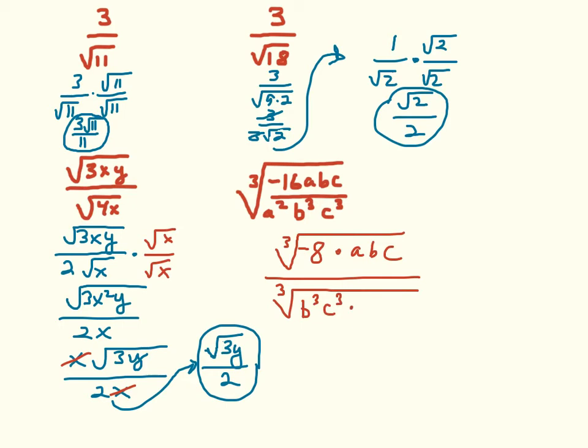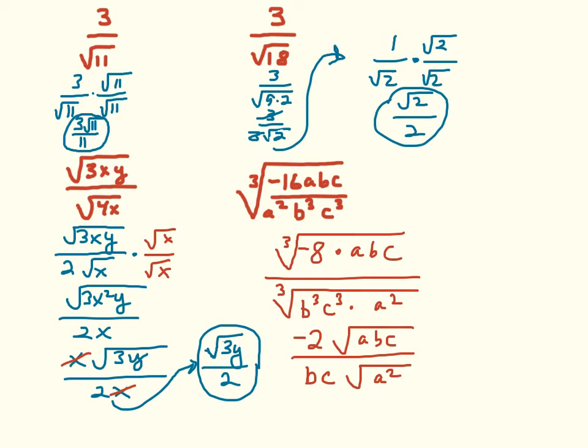And remaining I have an a squared. So in the numerator I'll take the cube root of negative 8 and get negative 2. And then I'll have the cube root of abc. Then I'll have the cube root of b cubed and c cubed, which is bc times the cube root of a squared.